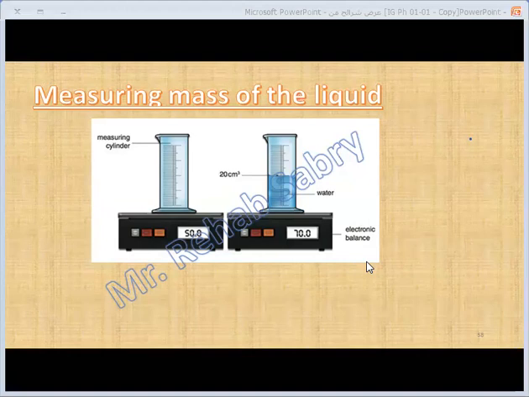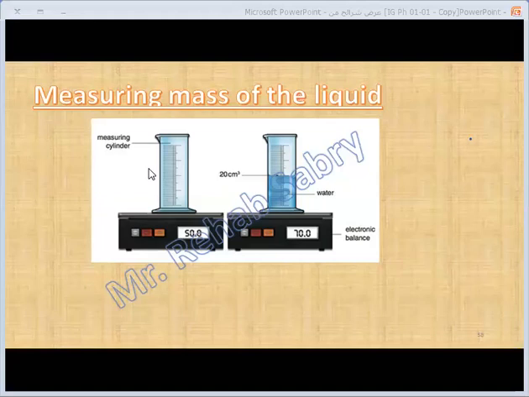Okay. So now here in this case again I'll re-explain. I want to determine the mass of liquid. What's the difficulty? The difficulty is you cannot put the liquid on the balance directly with no container. So we will use a container, which is the measuring cylinder.